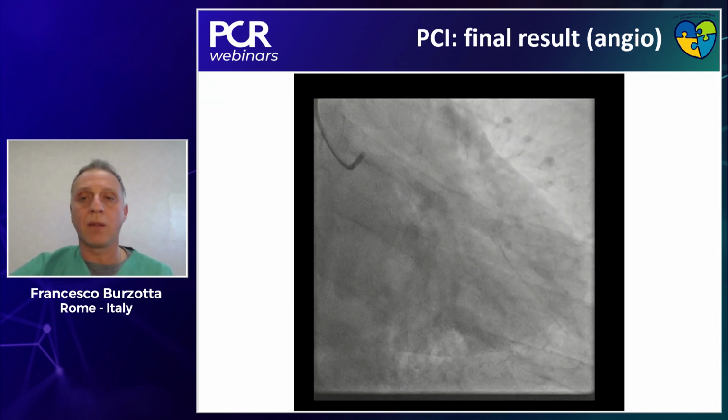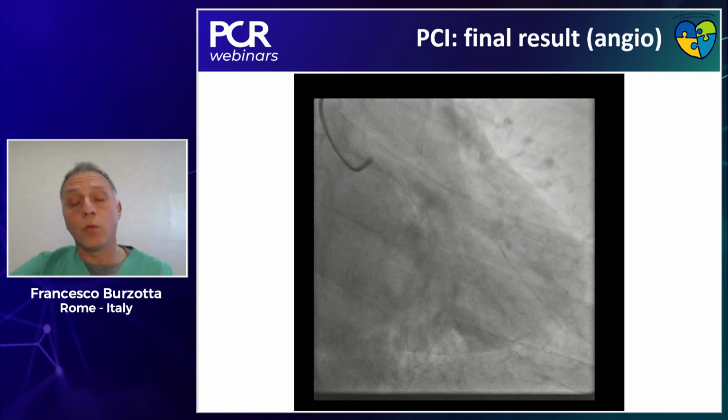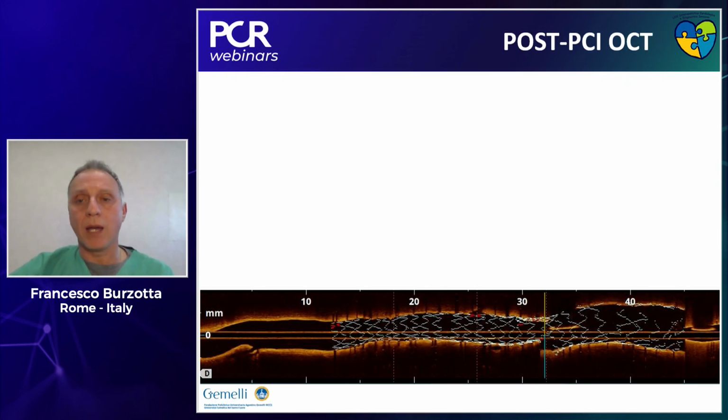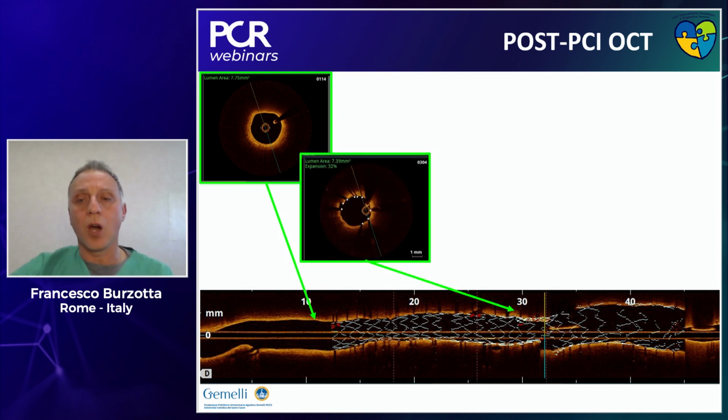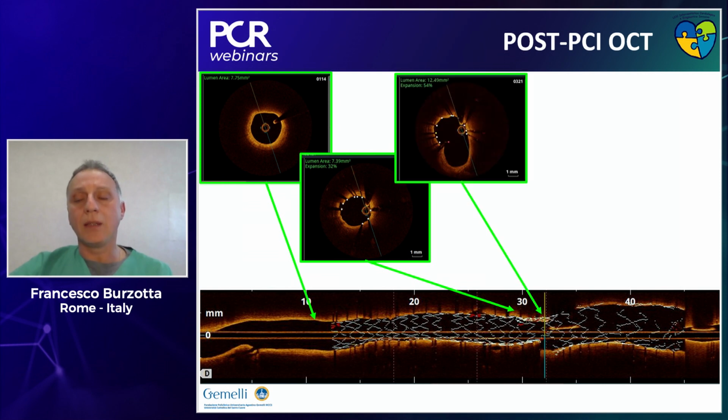And this is the result in the bifurcation area. You see that we didn't jeopardize the LAD ostium. We also checked by OCT in the circumflex, and with that we were able to see that there was no dissection at the edge. There was optimal expansion at the ostium of the circumflex, and at the carina level there were no signs of dissection at the ostium of LAD.